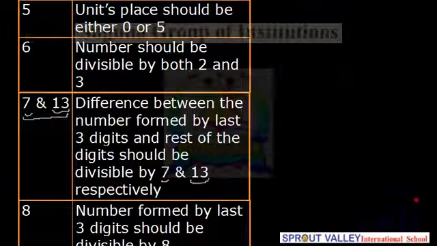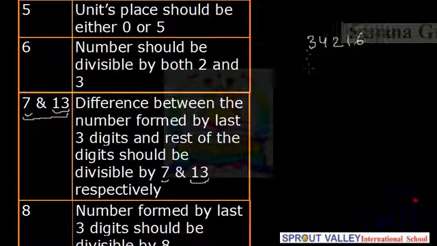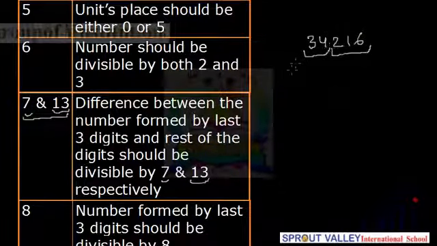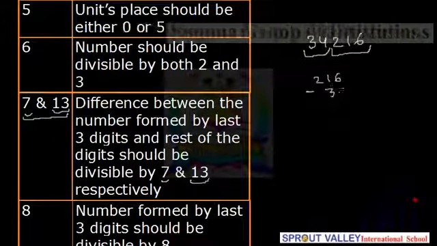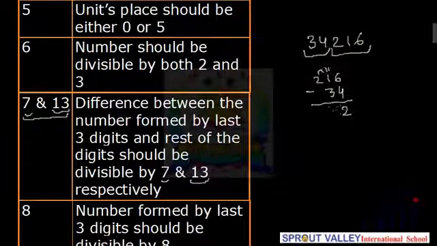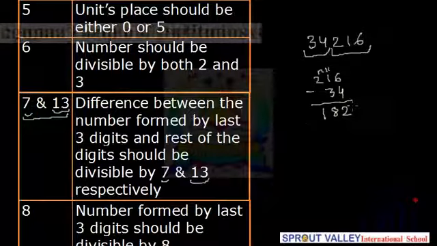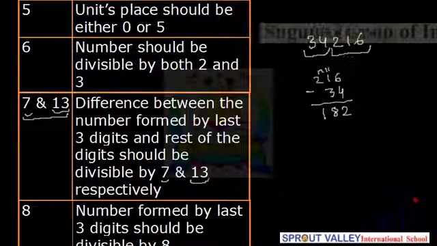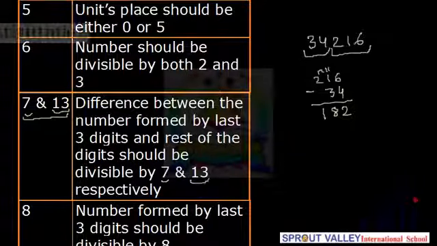So let me take one number. The number I'm going to take is 34,216, right? So the number formed by last three digits is 216 and the rest of the digits is 34. So first step is to find the difference. So 216 minus 34, 6 minus 4 gives us 2, 11 minus 3 gives us 8, and then we have 1, right? So if this 182 is divisible by 13, this 34,216 will also be divisible by 13. So let's first divide 182 by 13 and see what we get.